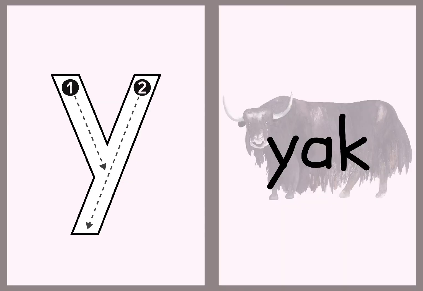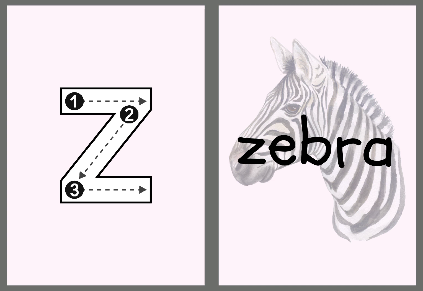Y for yak. Yak starts with Y. Z for zebra. Zebra starts with Z.